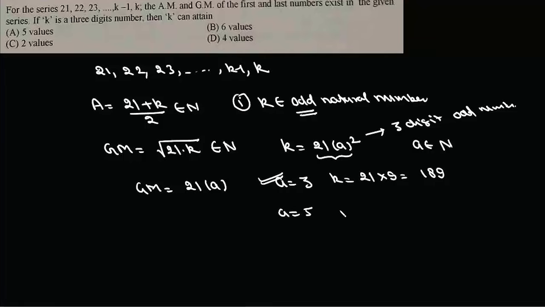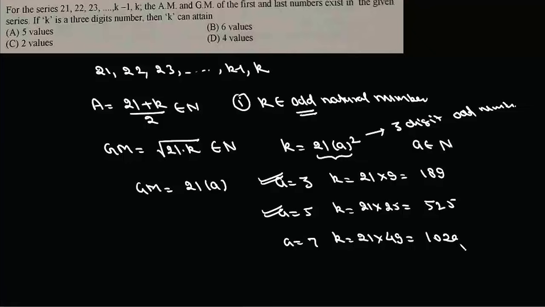If we take a equals 5, we'll get k as 21 into 25, that is 525. This is also acceptable. And if we take a as 7, we'll get k as 21 into 49, and it will be 1029, which no longer is a 3-digit number. So there are only 2 values of a possible, and therefore we'll have only 2 values of k. So the answer to this question is 2 values, and that's your option C.